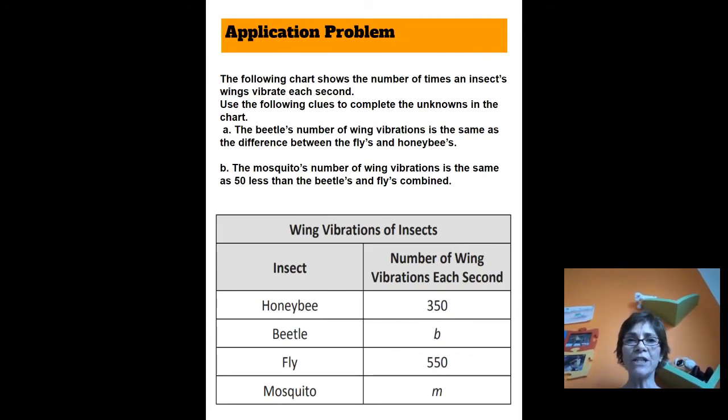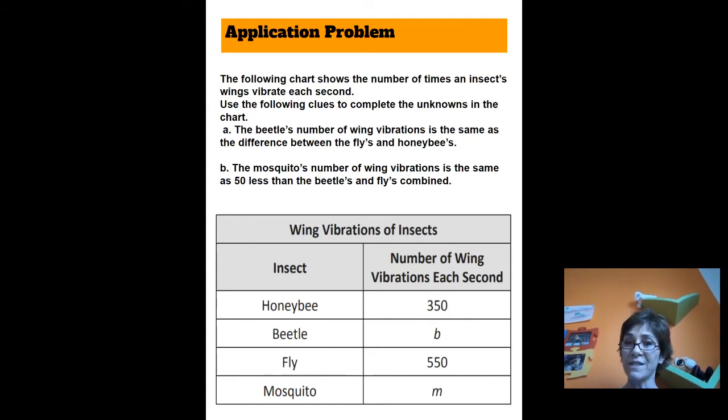All right, so what do we need to do? It says that the mosquito's is 50 less than the beetle's vibrations and the fly's combined. Combined means we have to put them together. So we have to put together the beetles and the flies, and we have a certain amount. And then it says 50 less. So we have to take away 50 from that amount to find the mosquito's number of wing vibrations.